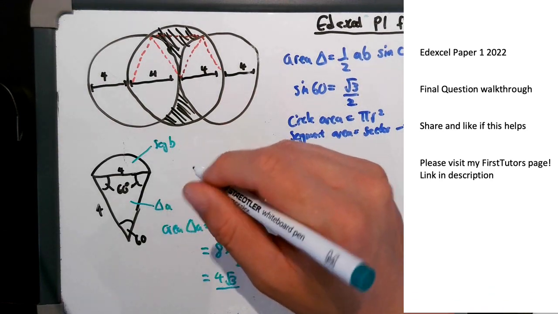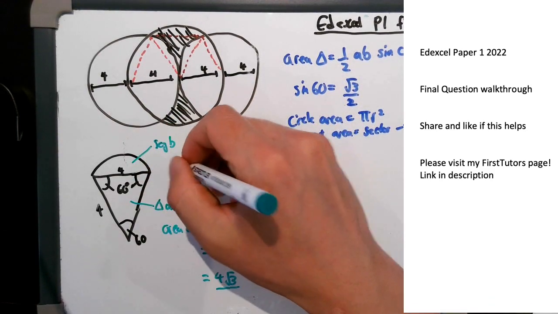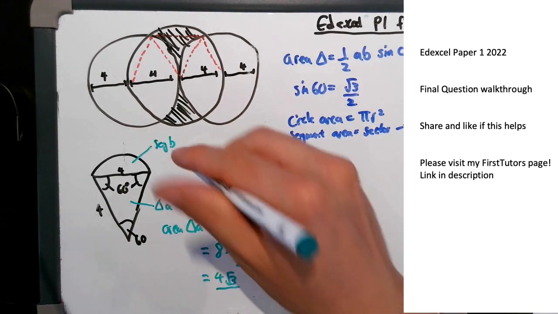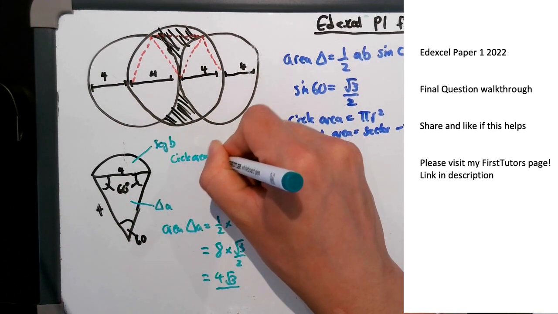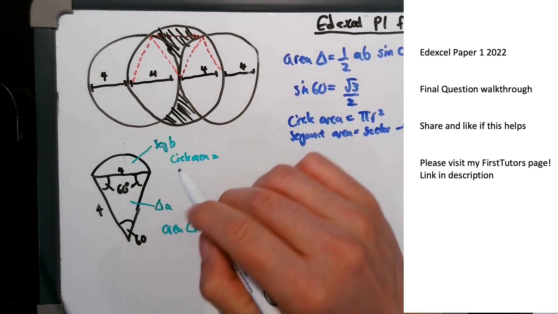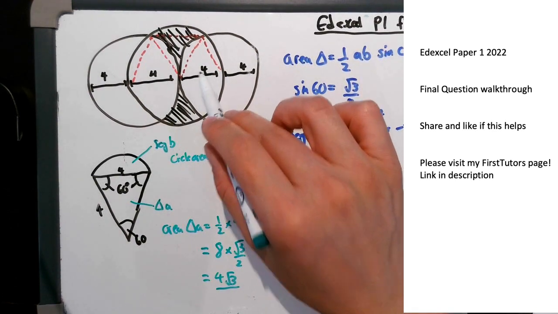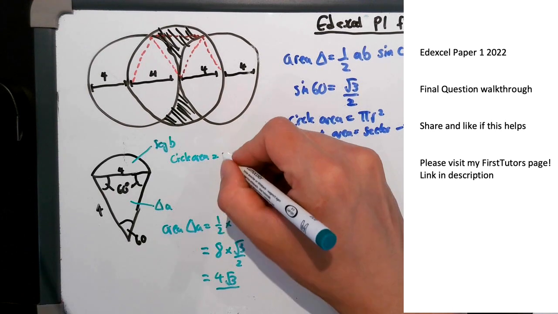So the area of the entire circle is pi r squared. r is 4, 4 squared is 16, so it's just 16 pi.